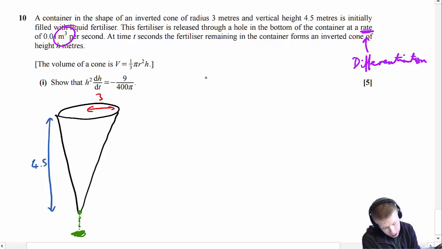That's volume. Okay, so in other words, I know that dV, and rate is always measured with respect to time, but if you weren't sure about that, you've always got the seconds there to kind of guide you, so it's with respect to time, is 0.01.